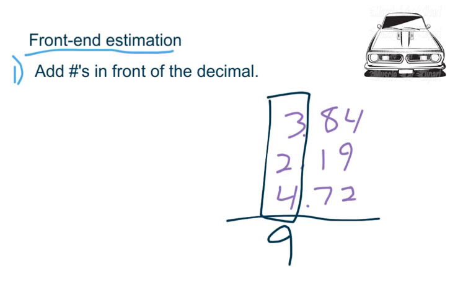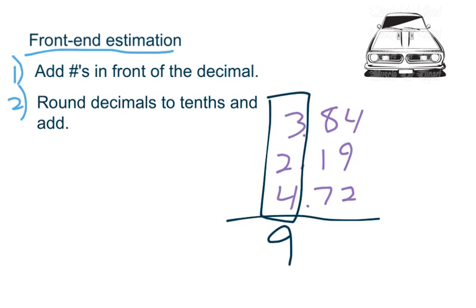Now the second step is we want to round the decimal part to the nearest tenths. And then we're going to add them. So I'm going to round the 0.84. I'm going to underline the tenth spot. I'm going to round that to 0.8. I'm going to round the 0.19 to 0.2. And I will round the 0.7 to 0.7. So they just stay the same.